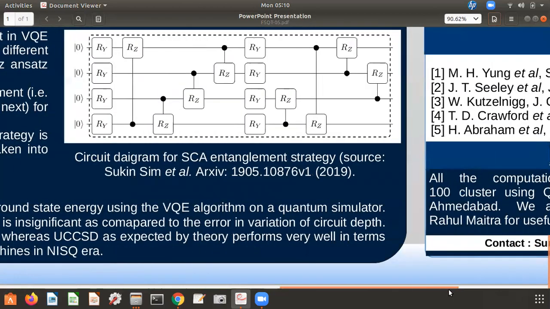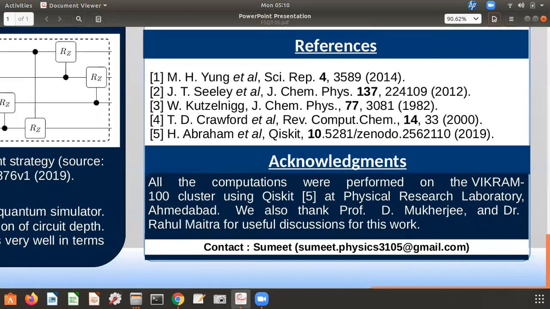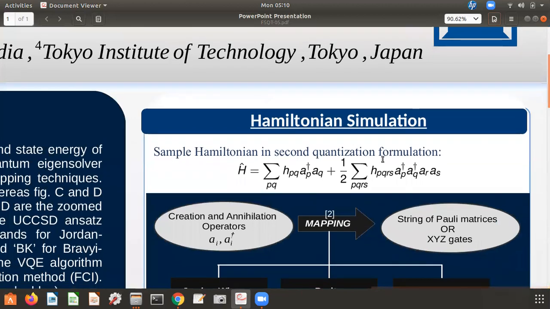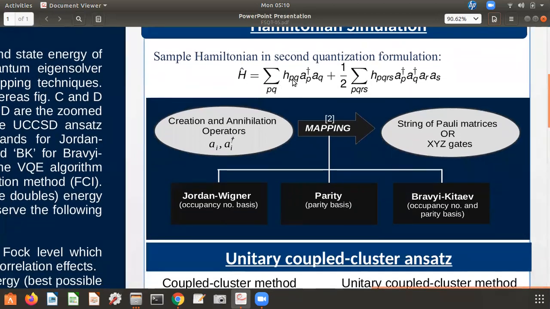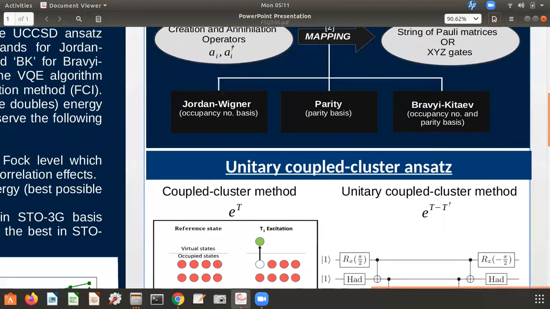Coming to the factors we discussed earlier that are important for VQA calculation, we see here that if you want to simulate the following Hamiltonian, a sample toy Hamiltonian we can say, we need to evaluate these coefficients. These can be done on a classical computer, and we use PySCF driver for calculation of these. Later, the creation and annihilation operators, a dagger and a, need to be converted into XYZ gates using mapping. This mapping can be of three types: Jordan-Wigner, parity, and Bravyi-Kitaev.